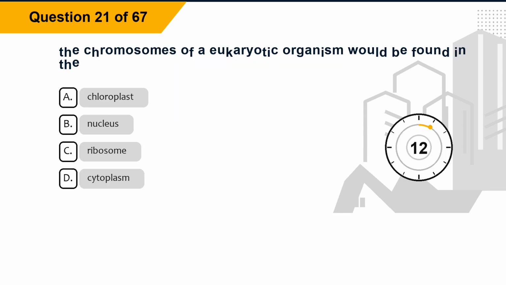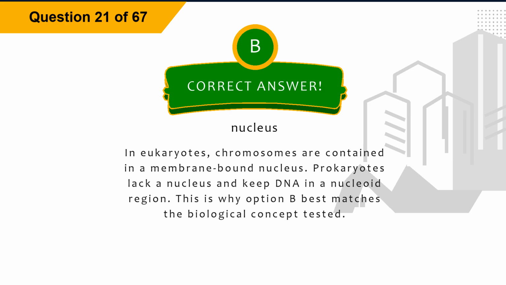Question 21. The chromosomes of a eukaryotic organism would be found in the: Option A, chloroplast. Option B, nucleus. Option C, ribosome. Option D, cytoplasm. The correct answer is option B, nucleus.